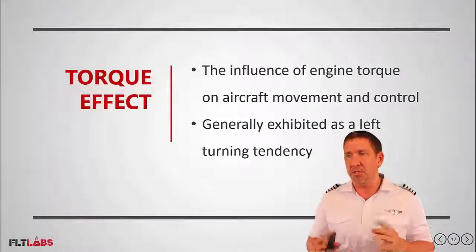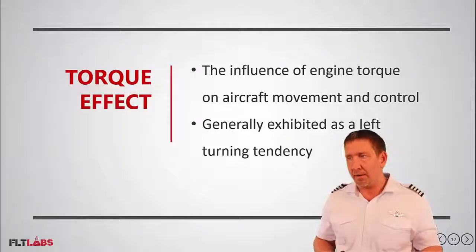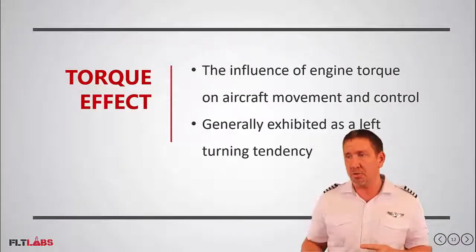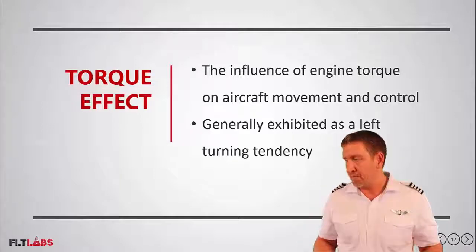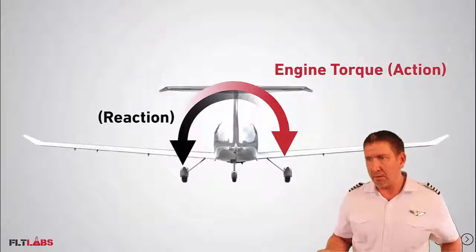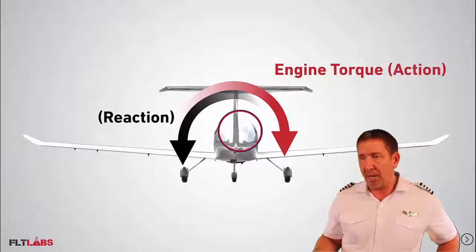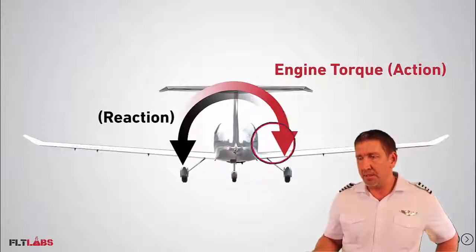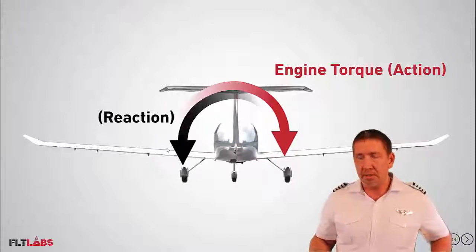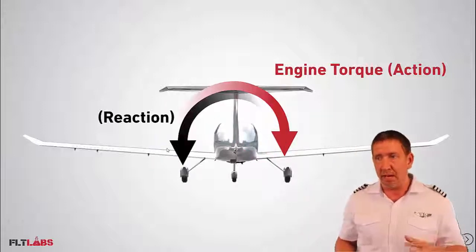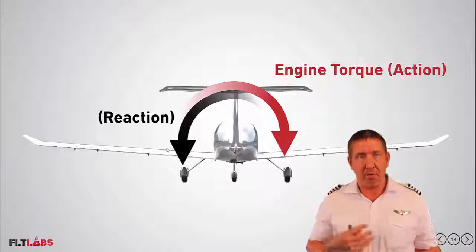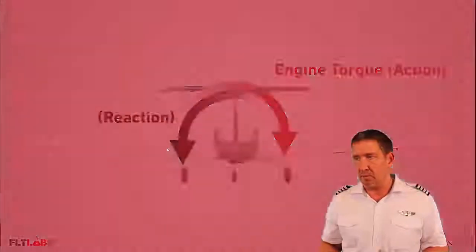The influence of engine torque on aircraft movement and control, generally exhibited as a left turning tendency. And we can see that graphically here. The engine, from the pilot's view, spins to the right. So engine torque is in this direction, but the reaction that we experience in the plane is opposite, so to the left. In order to counteract this, we would need some right rudder.